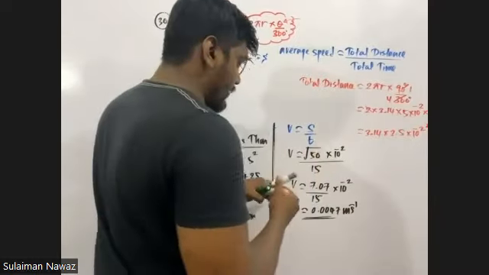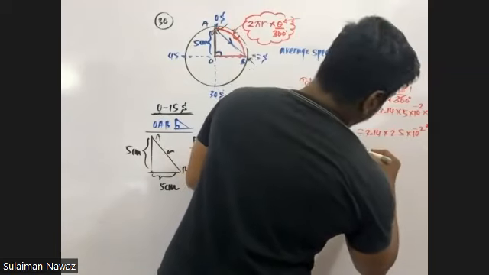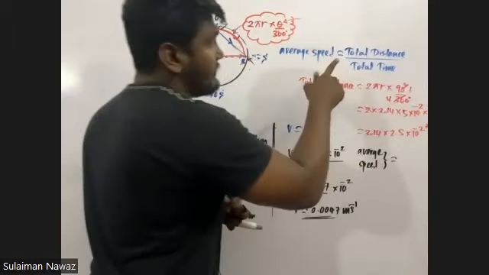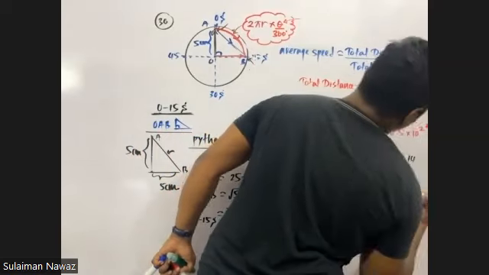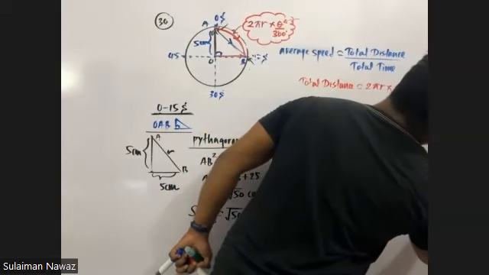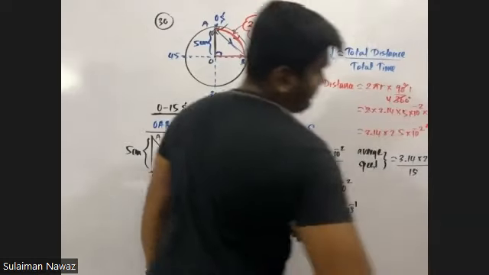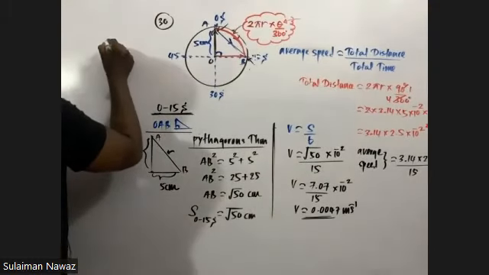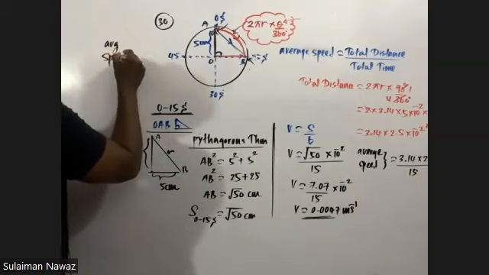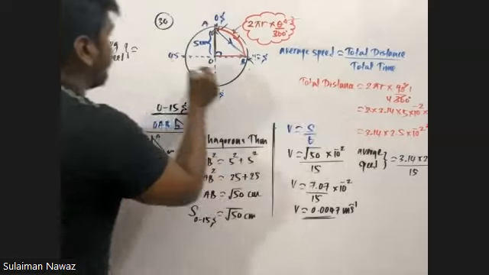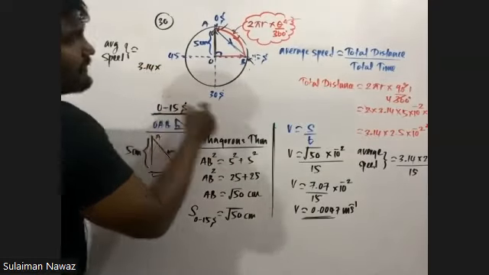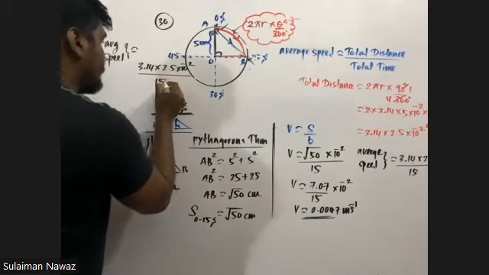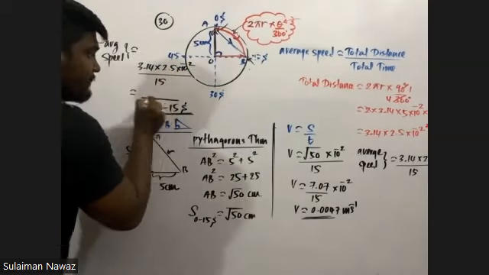So you can say average speed equals total distance, 3.14 times 2.5 times 10 to the power minus 2, over total time, which is 15 seconds. You can't see it here, so if I erase this, we can say average speed: total distance is 3.14 times 2.5 times 10 to the power minus 2, total time taken is 15 seconds. When you simplify this, you will obtain the average speed.